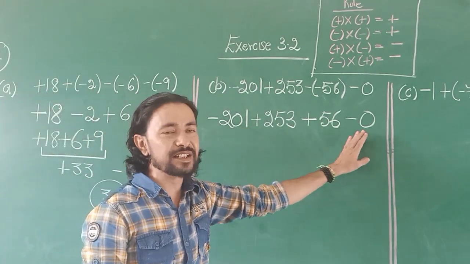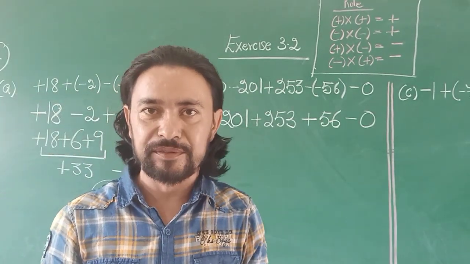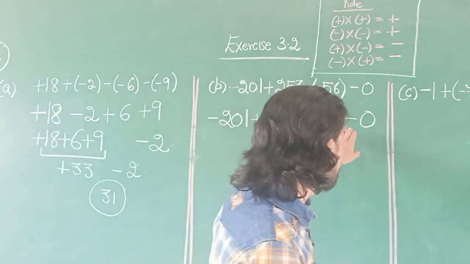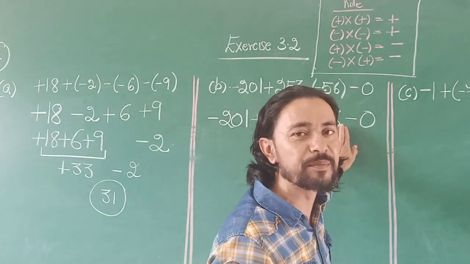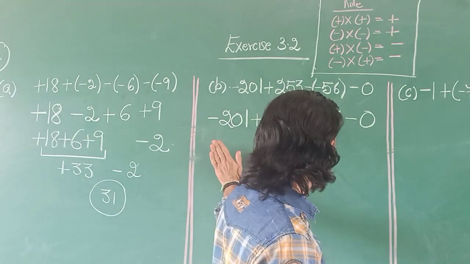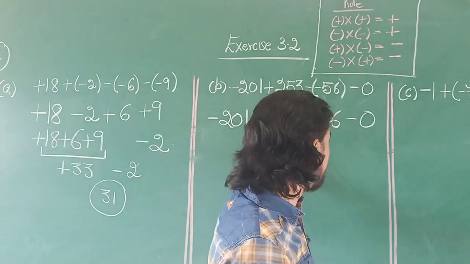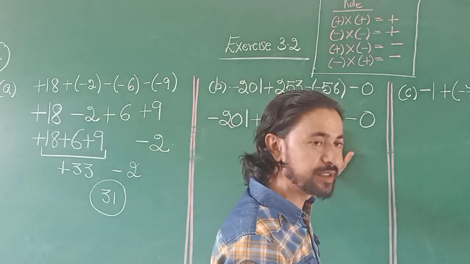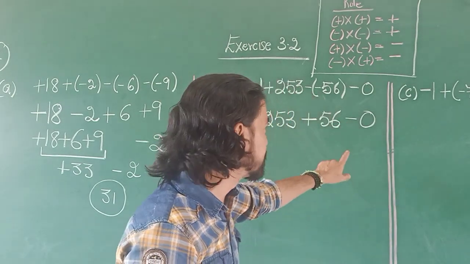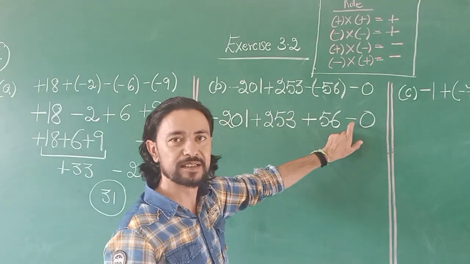Because 0 is neither positive nor negative. But this minus is not attached to the 0. This is showing subtraction. It means whatever answer you get here, subtract 0 from it. Whatever answer you get in these three numbers, you subtract 0 from it, because this is the operation.